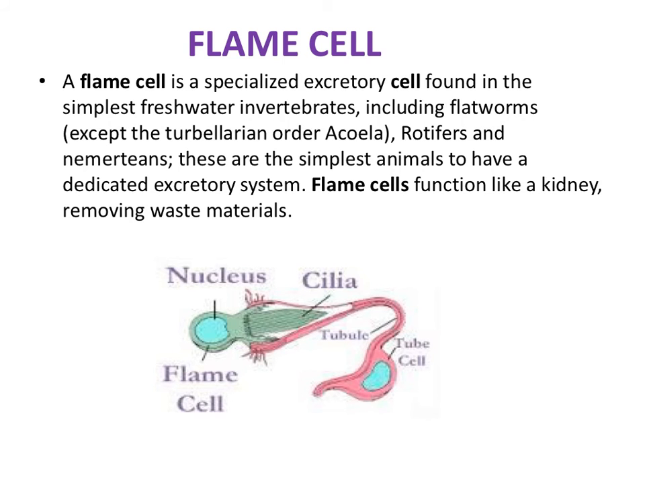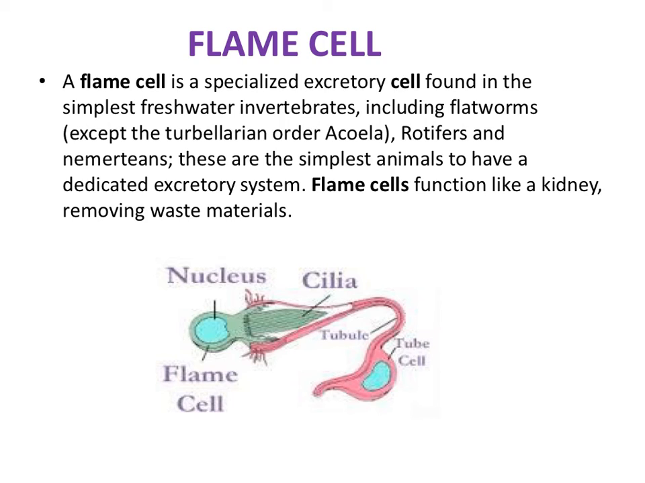Flame cell. A flame cell is a specialized excretory organ found in the simplest freshwater invertebrates. This includes flatworms, except the tubularians, that's the turbellarian order Acoela. Other organisms that make use of flame cells include rotifers and nemertines. These are the simplest animals to have a dedicated excretory system.